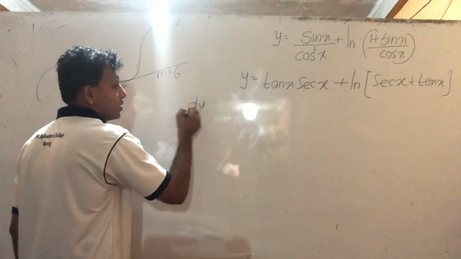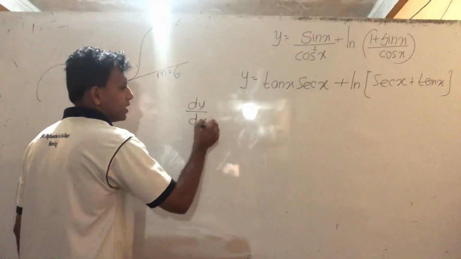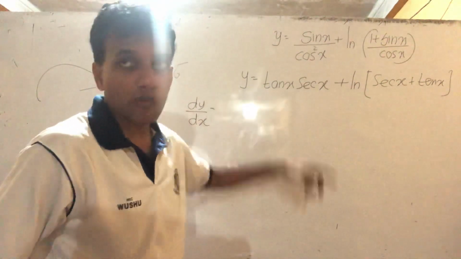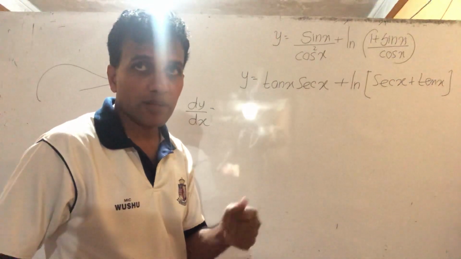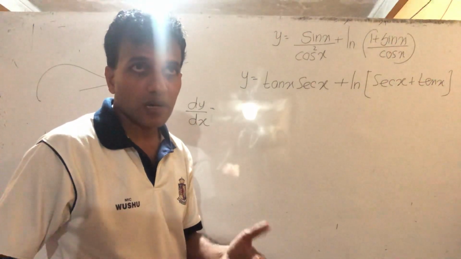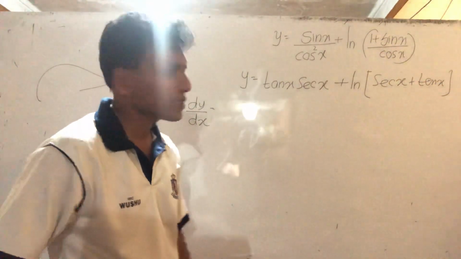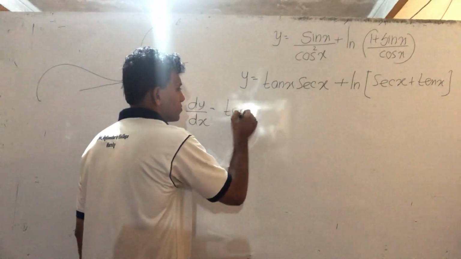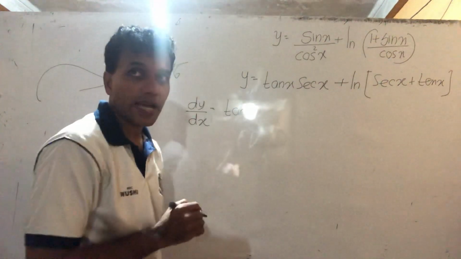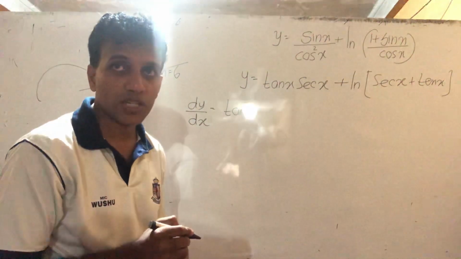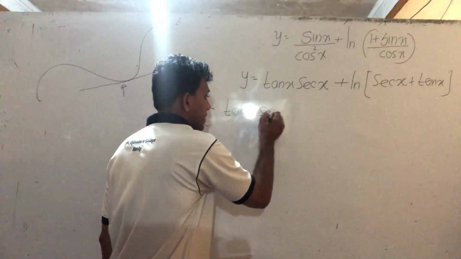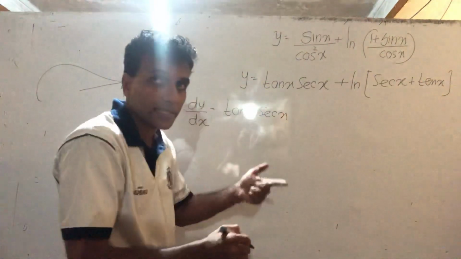Dy over dx. So I hope you know the differentiation syllabus clearly. You completed the class, we finished that. UV form, what is UV form? Write the first one, differentiate the second. Write the second one, differentiate the first. Tan: write the first one, differentiate the second. What is the sec x differentiation? That is sec x tan x.